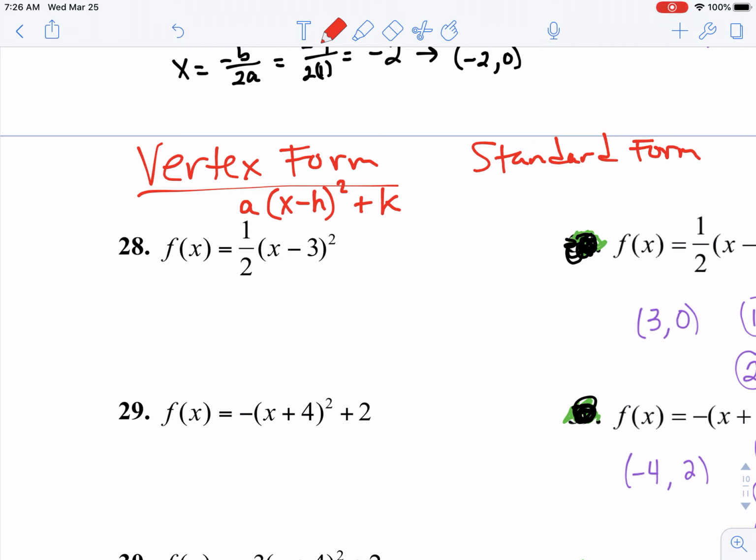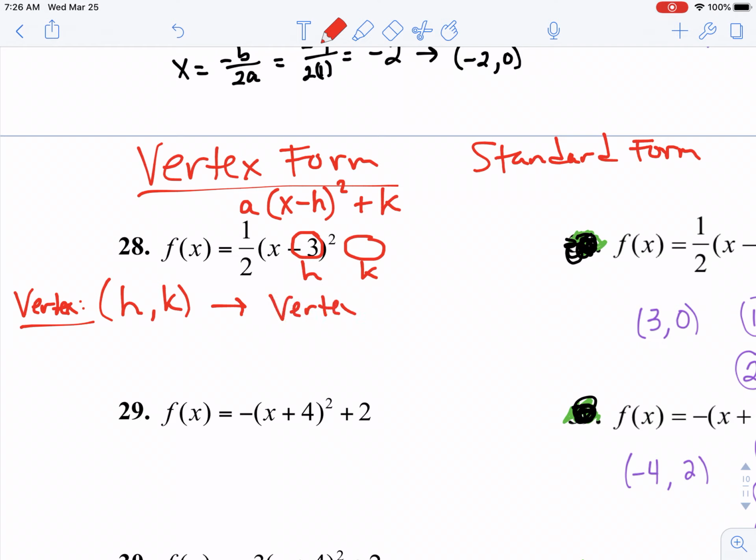So it's called vertex form because it's easy to identify the vertex in this setup. The vertex is really just the numbers h comma k. That's it. It's already set up for you. You don't have to do any work. You don't have to do the negative b over 2a thing to find the vertex. Whatever this number is right here, and this number out here, your h and your k, those are the values of your vertex. So in this problem, the vertex is going to be 3, 0.